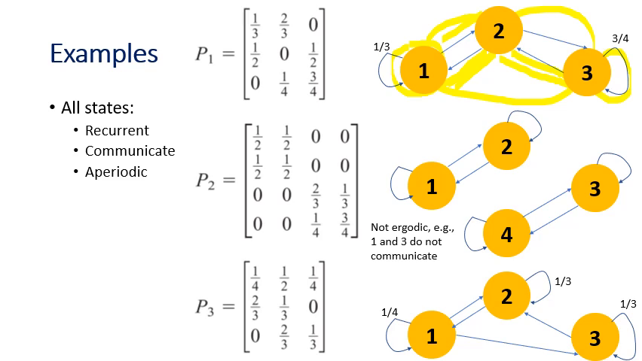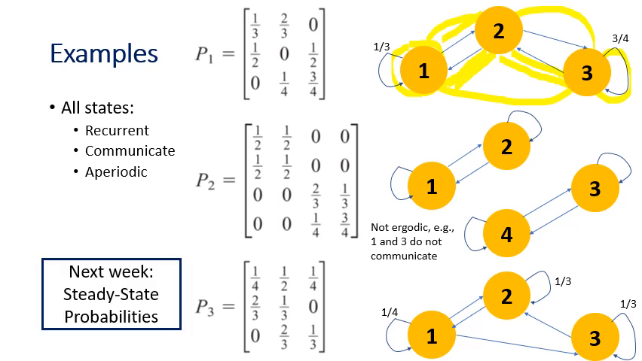You may wonder why this ergodic thing is really important, like why I put it in a separate video instead of together with all the classification of states in the previous video. Well, this will be clear when we're talking about steady state probabilities next week. So keep in mind that we need to know whether a chain is ergodic or not because it will be used later to define the steady state probabilities.